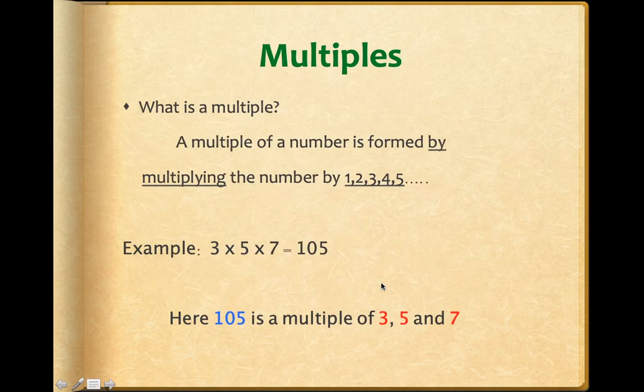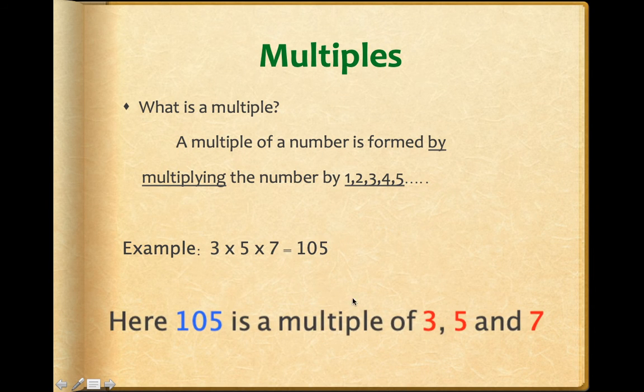Now let us discuss multiples. What is a multiple? A multiple of a number is formed by multiplying the number by 1, 2, 3, 4, 5, 6, etc. For example, here I took 3 numbers, 3, 5, 7. If we multiply these 3 numbers, we will get the product 105. Here 105 is a multiple of 3, 5 and 7.